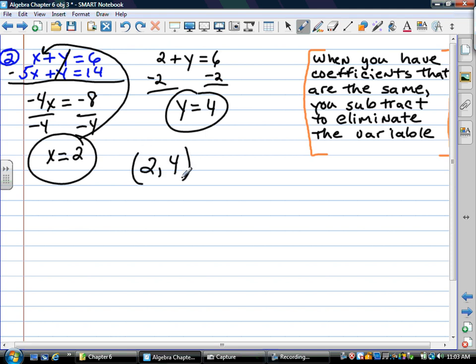I want to check to make sure that this value for x and value for y make both equations true, so we check it quickly and mentally. 2 plus 4 equals 6, works for the first one. Let's try the second equation. Replace x with 2, replace y with 4. 5 times 2 is 10. 10 plus 4 equals 14. So I know that that is the solution to the system because it is the value for x, it is the value for y that's going to make both equations true.